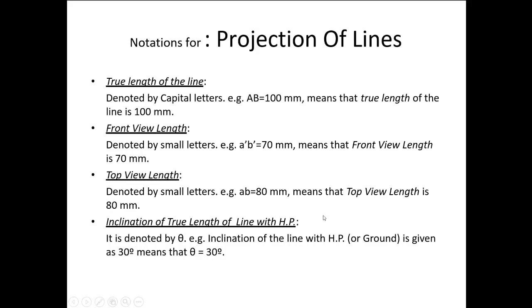Now every time the line will not be parallel or resting on the plane. It may be inclined to any of the planes or both the planes. So, inclination of the true length of line with HP. When the true length of line is inclined to HP, the angle is denoted by theta. That is the inclination of line with the horizontal plane, or we can say the ground. For example, if the angle is 30 degrees, that means theta is 30. That is, the line is inclined with HP at an angle of 30 degrees.